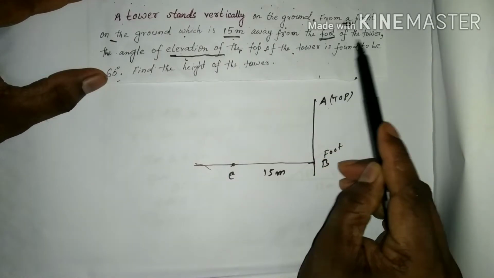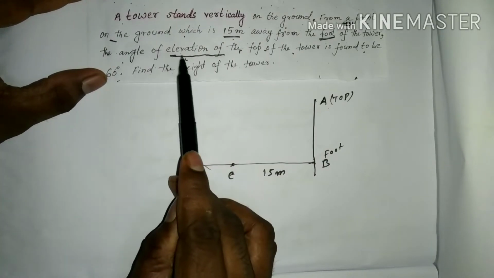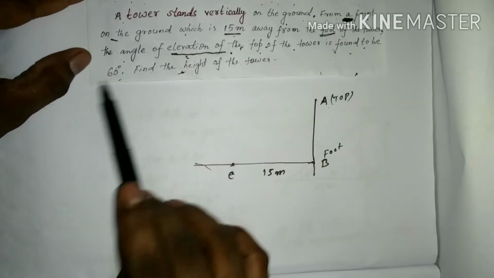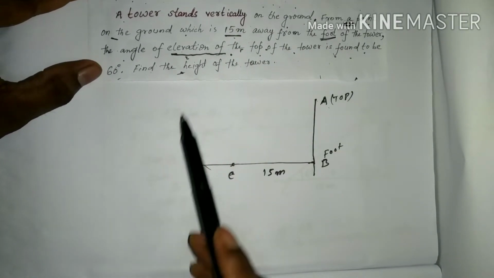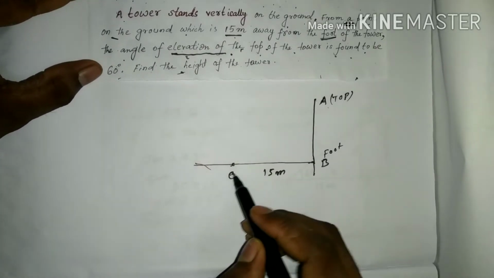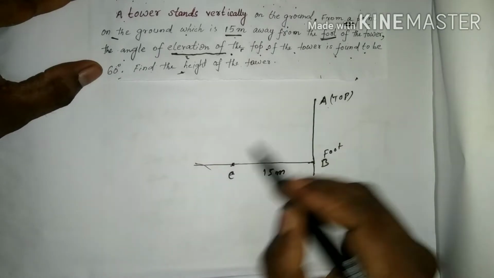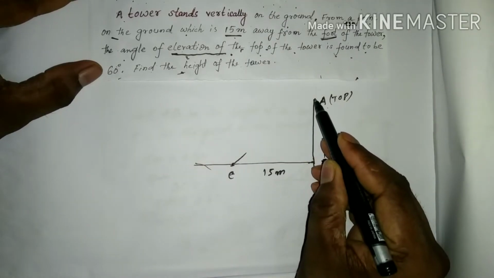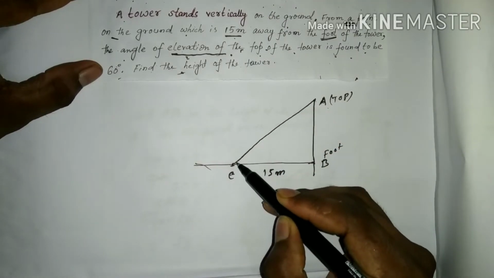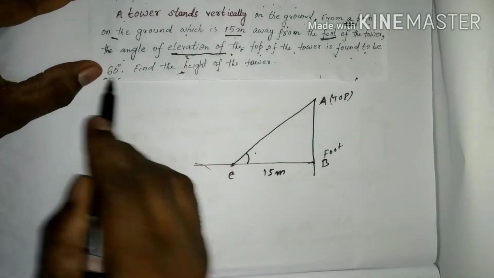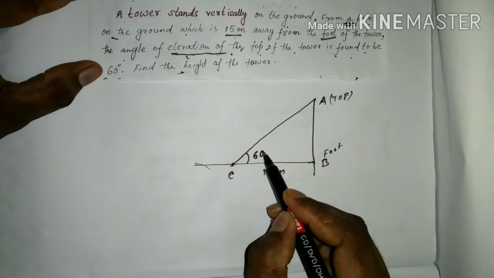Now go to the next part: from the foot of the tower, the angle of elevation of the top of the tower is found to be 60 degree. Now what is the angle of elevation? I have explained already. From this C to A, this is the angle of elevation which is given in the question, 60 degree. Okay student.